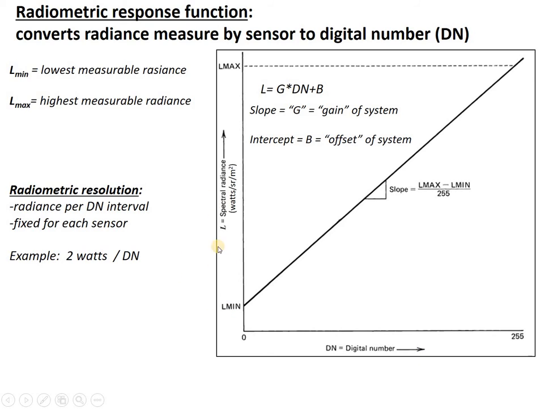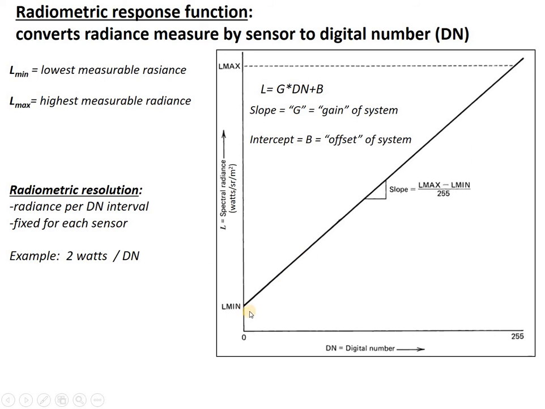And then on the y-axis is the measured radiance, or the brightness, which is a continuous variable based on how many photons hit the detector. So what the detector does, it measures the radiance, here, and then it assigns it to a digital number. And this line governs those assignments.